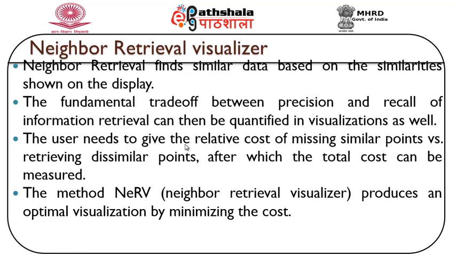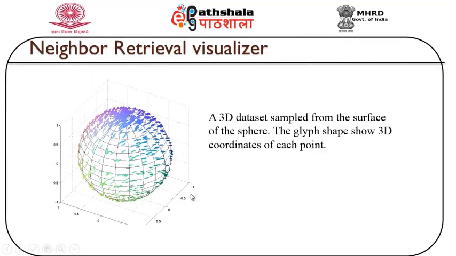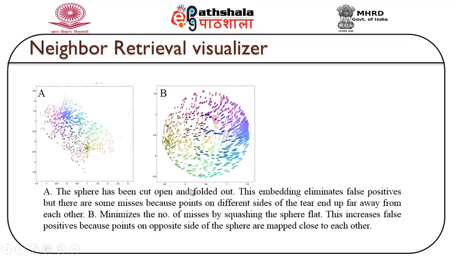The user needs to give the relative cost of missing similar points versus retrieving dissimilar points, after which the total cost can be measured. The method NeRV produces an optimal visualization by minimizing the cost. So this is an example of a 3D dataset sampled from the surface of a sphere. The glyph shape shows the 3D coordinates of each point. So the sphere has been cut open and it is being folded out.